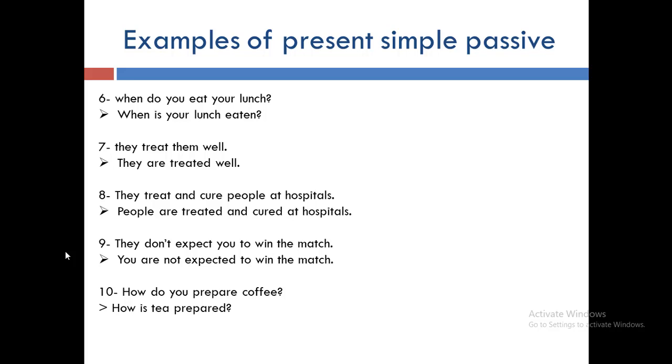So in the interrogative form, for the present simple passive, for the WH questions, we just rewrite them. We say when. Okay. When what? Your lunch. Okay. But your lunch is what? Plural or singular? Your lunch is singular. So we say, when is your lunch? What? Eat is a verb, and the past of eat is ate, and the PP of eat is eaten. So we say, when is your lunch eaten?